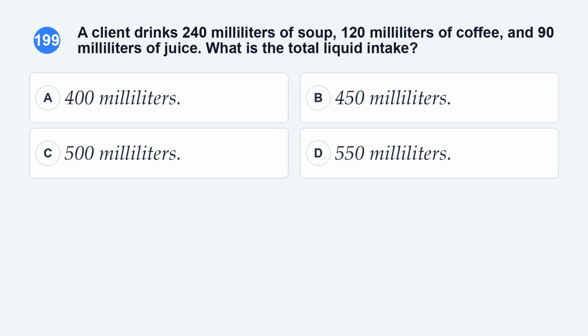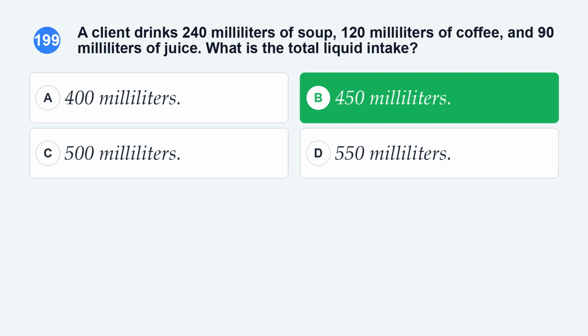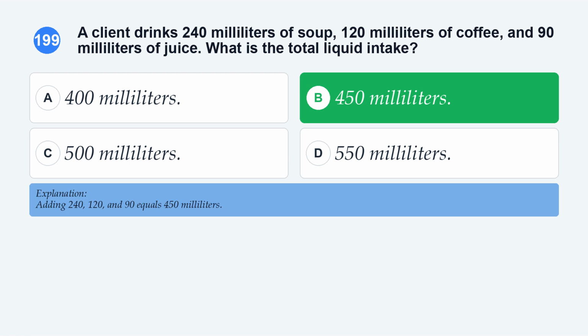Question 199. A client drinks 240 milliliters of soup, 120 milliliters of coffee and 90 milliliters of juice. What is the total liquid intake? Option A, 400 milliliters. Option B, 450 milliliters. Option C, 500 milliliters. Option D, 550 milliliters. The correct answer is option B, 450 milliliters. Explanation. Adding 240, 120 and 90 equals 450 milliliters.